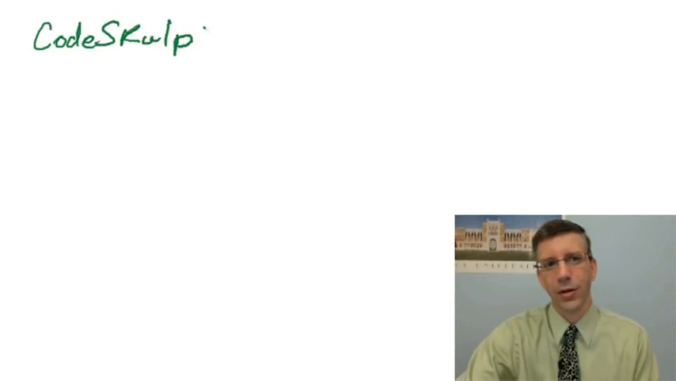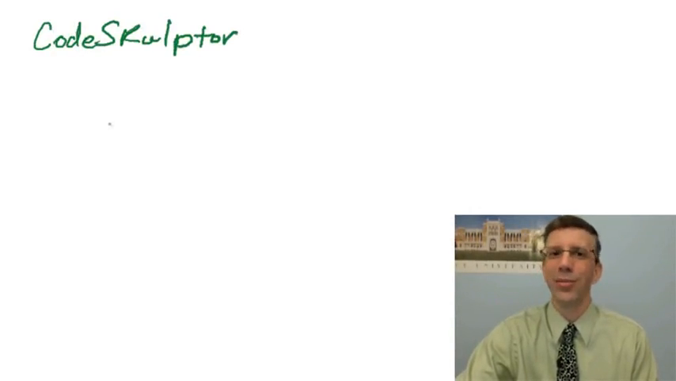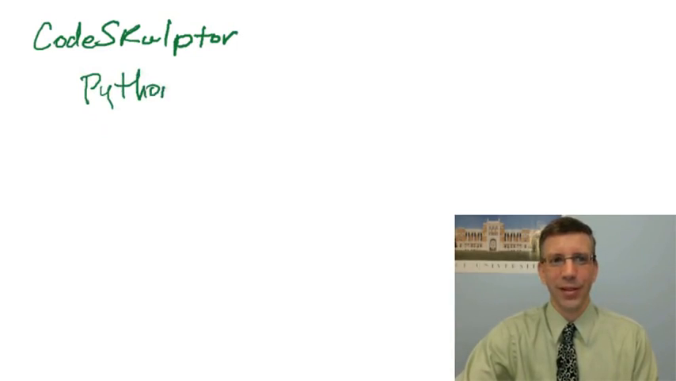The environment we're going to use in this class is called CodeSkulptor. Now why do we call it CodeSkulptor? Well, because you're going to be sculpting code. What is CodeSkulptor? Well, it's a Python development environment. Why Python? Well, Python is a programming language that is relatively easy to use and learn, but it's still quite powerful. And for that reason, you find it in use in a lot of introductory programming courses.